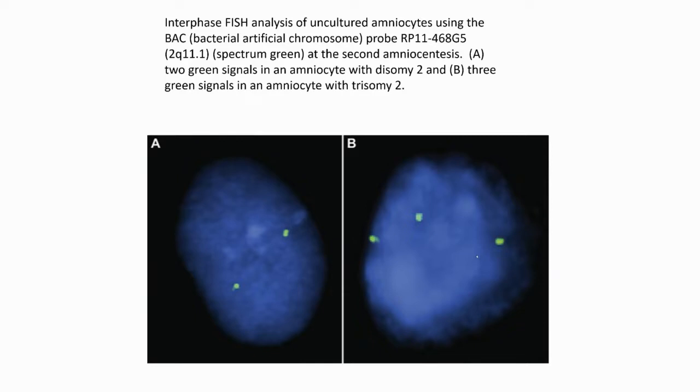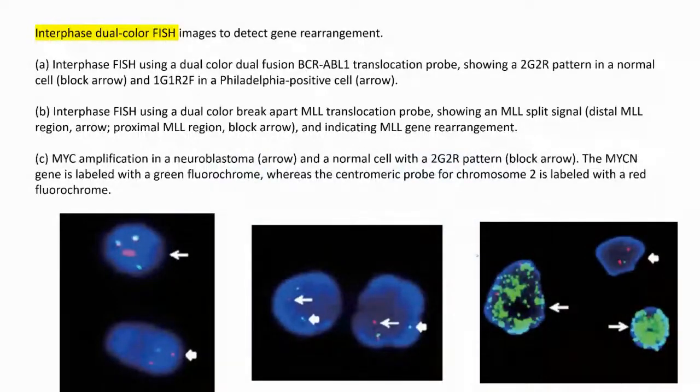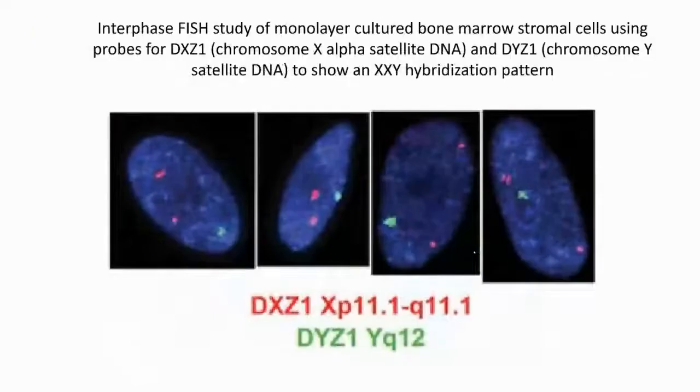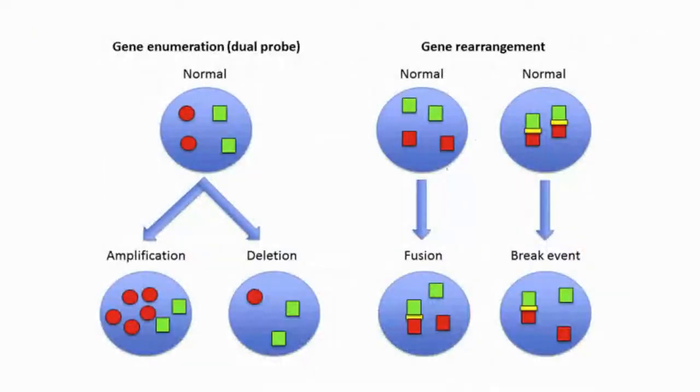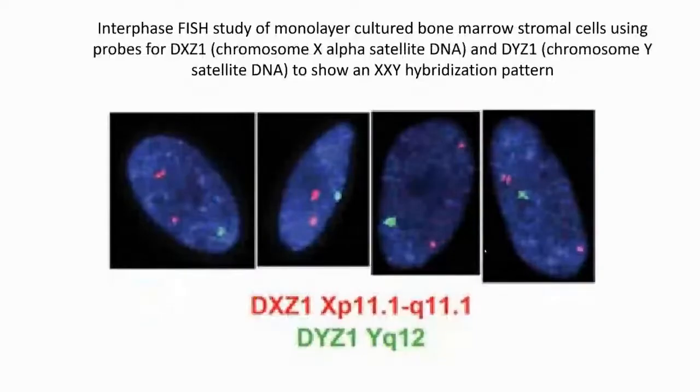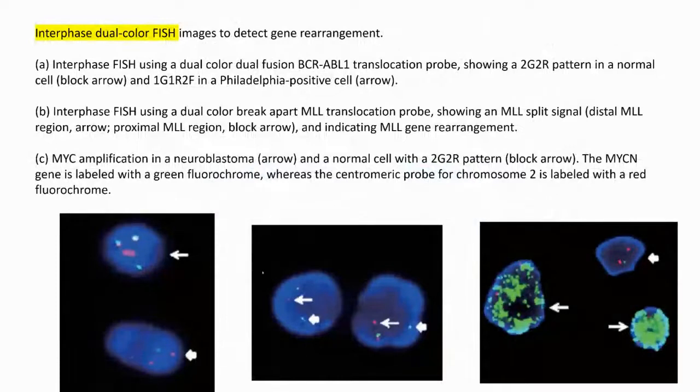So that's interphase FISH. And then of course we have the dual color system. You have two main locus specific identifier FISH probe systems that can be used to detect gene rearrangement: the dual color translocation probe and the dual color break apart probe, right? So this is just to explain here, we can have amplification, deletion, fusion, break apart. From all these analyses, you will see the difference.